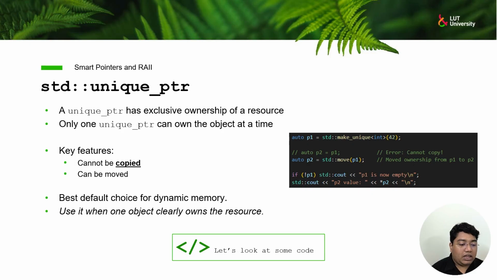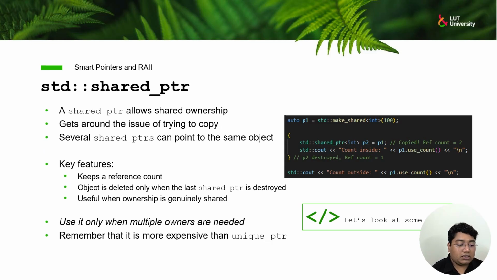But sometimes life isn't that simple. Imagine a library system. A book object might be used by the catalog, a recommendation engine, and a reading history at the same time. So who owns it? There isn't always a single answer. So that's where we use shared pointers. A shared pointer allows shared ownership. Multiple smart pointers can point to exactly the same object.